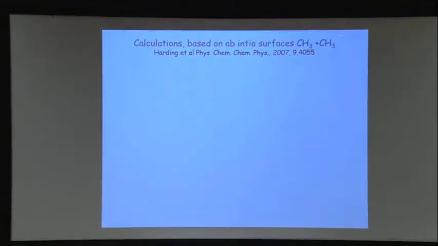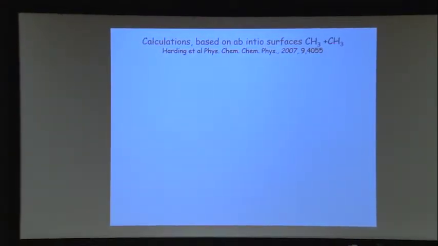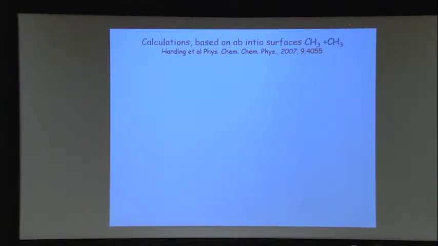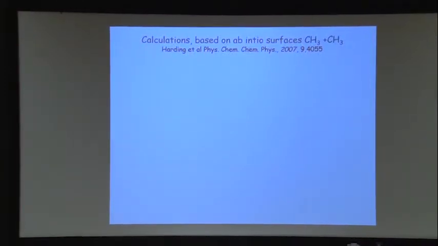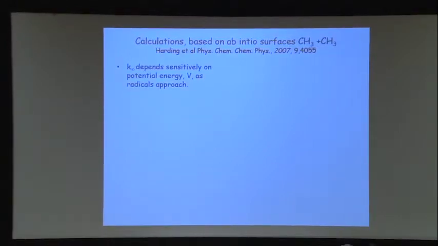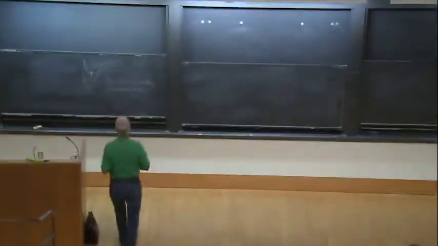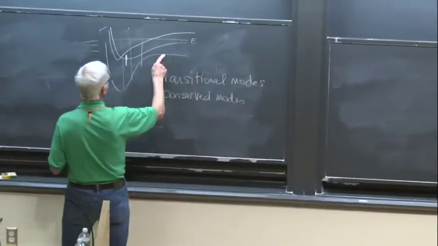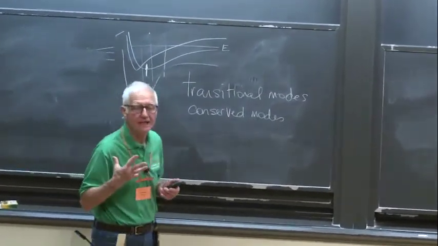Okay, so this is work done on CH3 plus CH3. I hadn't put it with CH3 plus CH3 on the notes, so you might add that. Done by the Argonne National Labs. And what they show is that the calculation of the rate constant, k infinity, depends very sensitively on the potential energy as the radicals approach. So the form of this potential energy here is absolutely key.